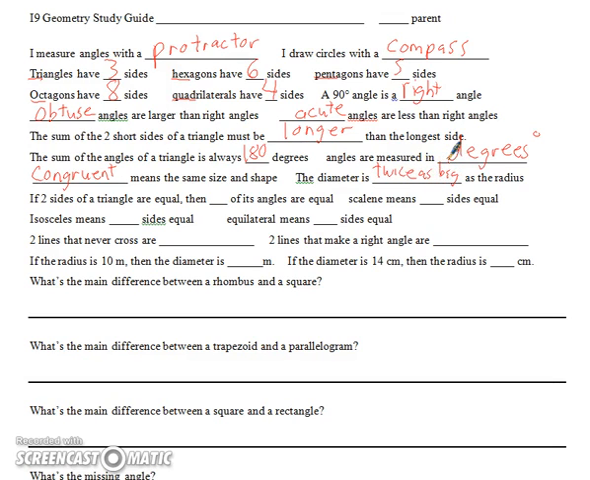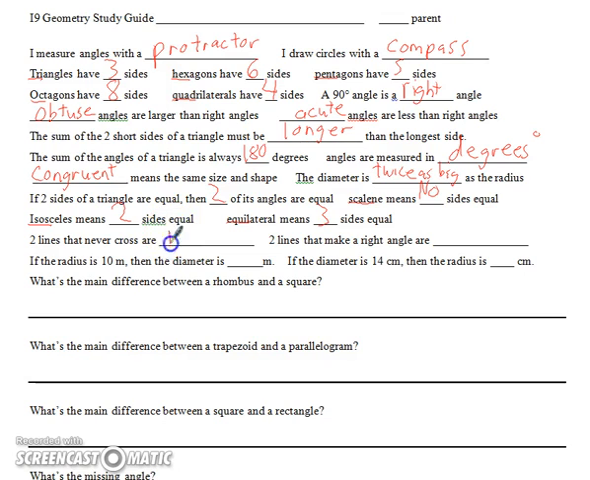If two sides of a triangle are equal, then two of its angles are equal. Scalene means no sides equal. Every time the pig gets on the scale, he weighs more, so none of them are equal. Isosceles is like the ice cream cone, two sides equal. Equilateral, they're all equal, so all three sides are equal.